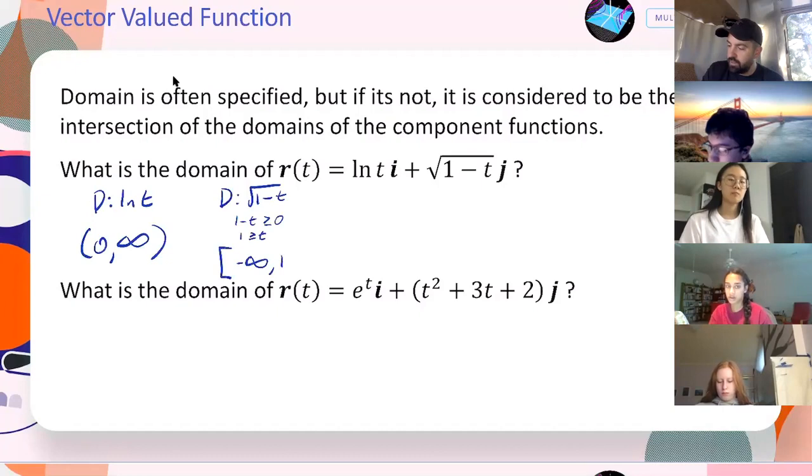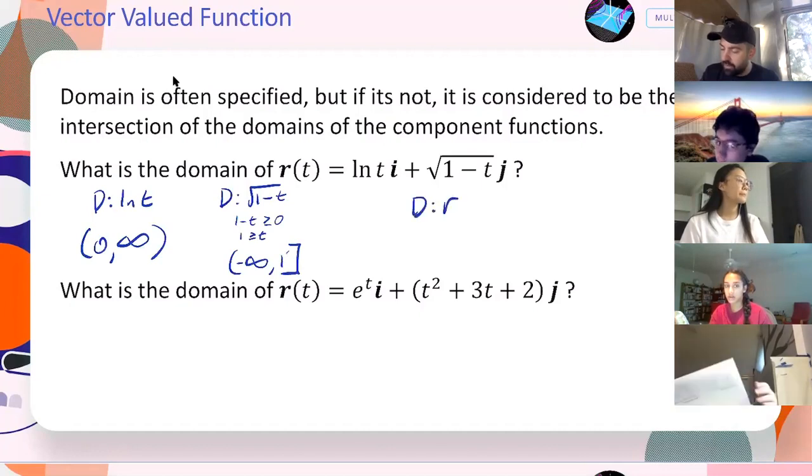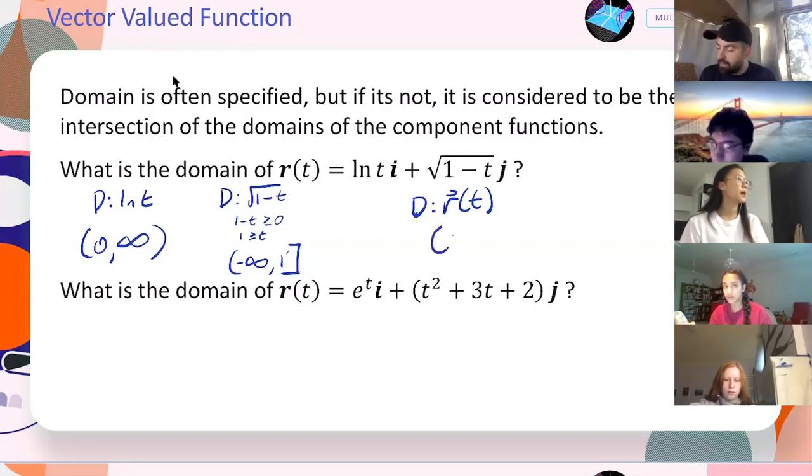Negative infinity to 1. And so the domain of the vector valued function is the overlap of those two things. So if I can go from 0 to infinity on the first one, negative infinity to 1 on the second, my vector valued function is really only going to work from 0 to 1. If I try to graph this outside of that interval, I'm not going to get anything.